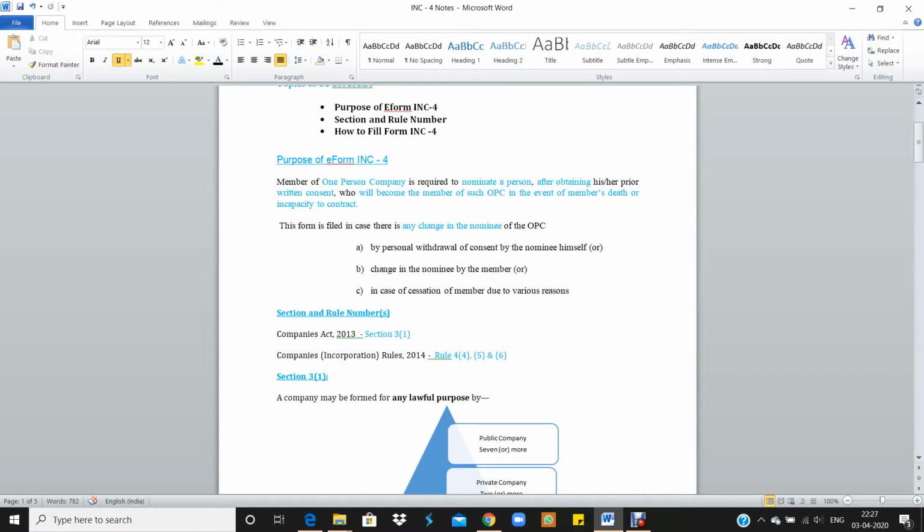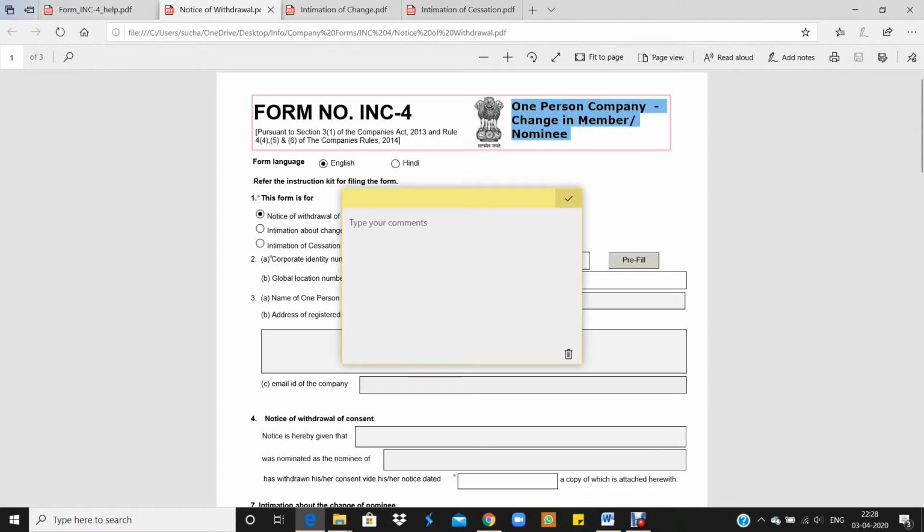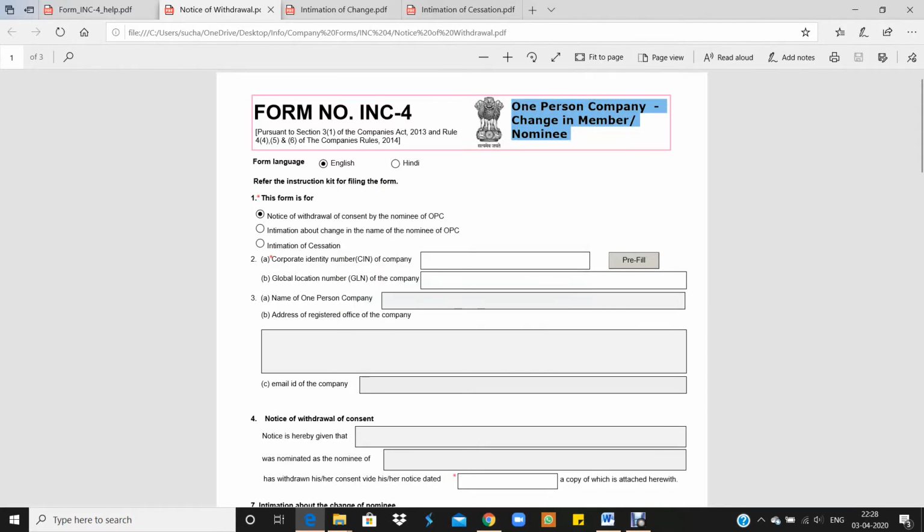Okay, now let's learn how to fill form INC 4. What are the things that will be there in form INC 4? So this is form INC 4. Form INC 4 is nothing but one person company, change in member or nominee. The sections and rules that cover this form are section 3 sub-section 1 of the Companies Act 2013 and rule 4 sub-rules 4, 5, 6 of the Companies (Incorporation) Rules 2014.